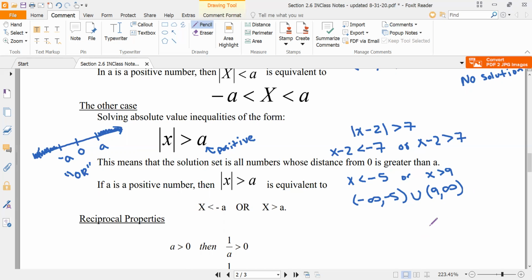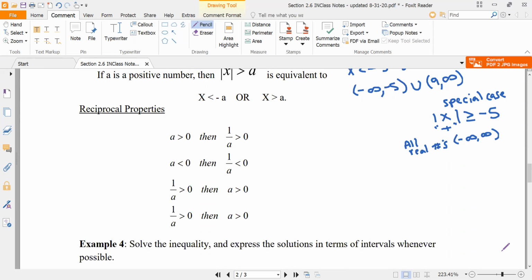Now, you could also have, say, a negative on the other side. Doesn't really matter what's inside the absolute value here. If you have an isolated absolute value and you have a greater than symbol, but the right side is a negative number, remember this always comes out positive. A positive will always be greater than a negative. So this is a special case where it's the whole number line or all real numbers. But we'll want you to write it in interval notation. So you'll want to write negative infinity to infinity.